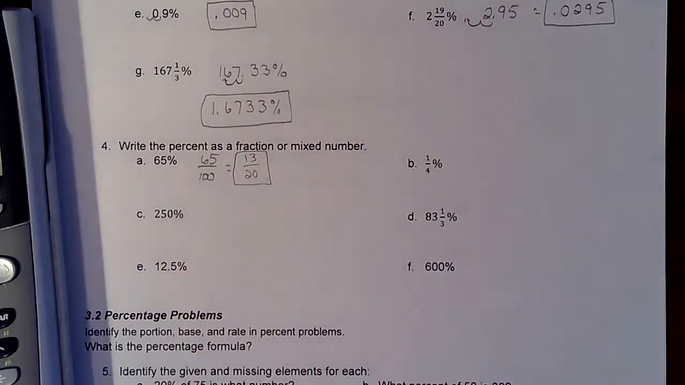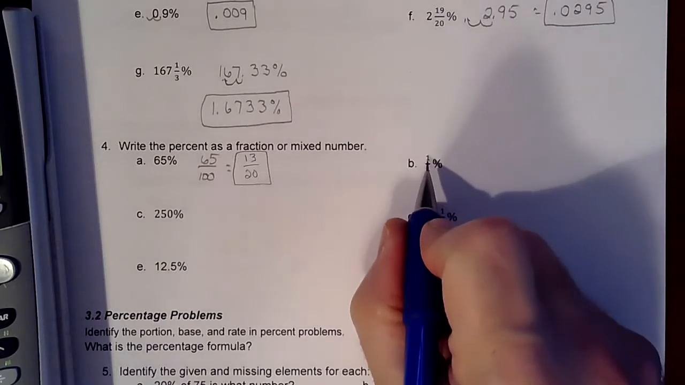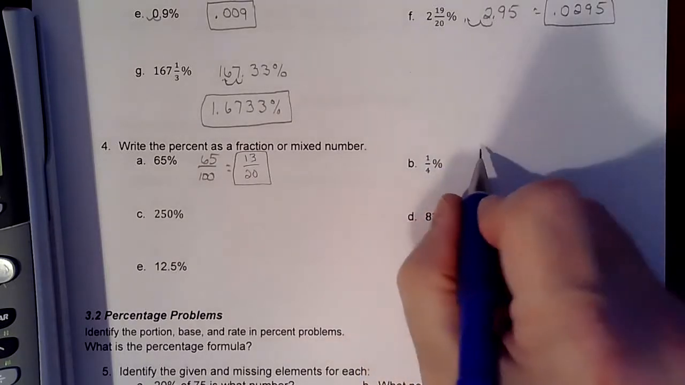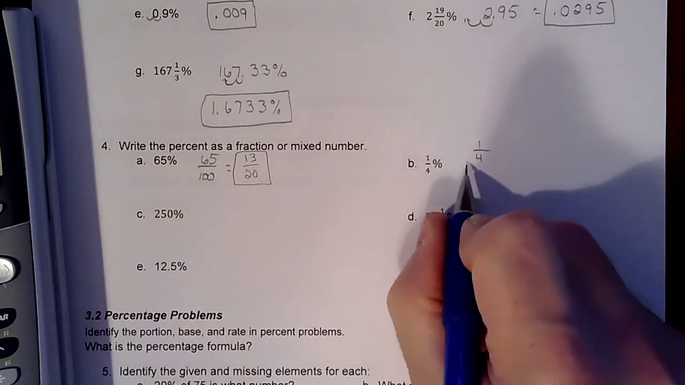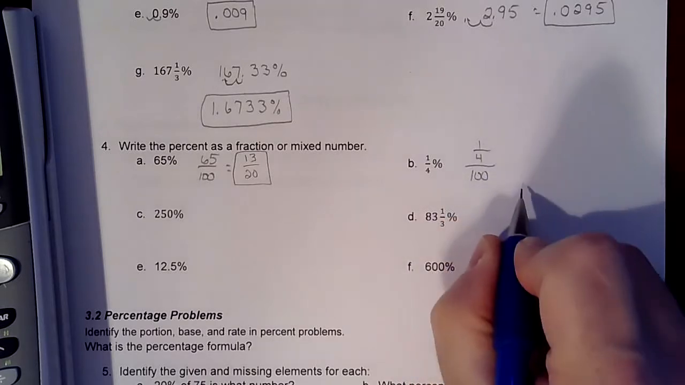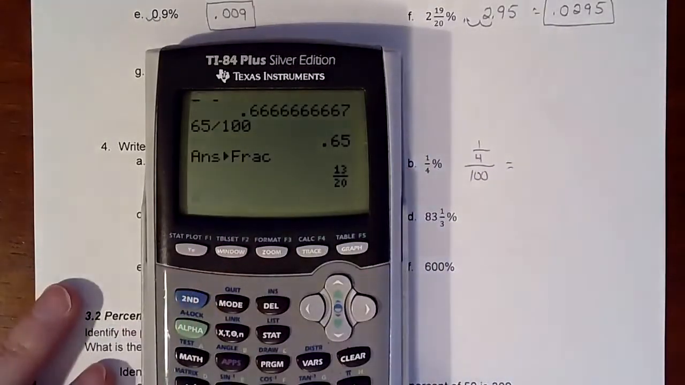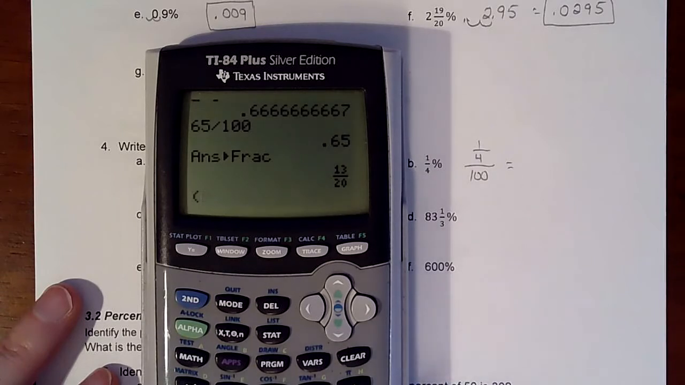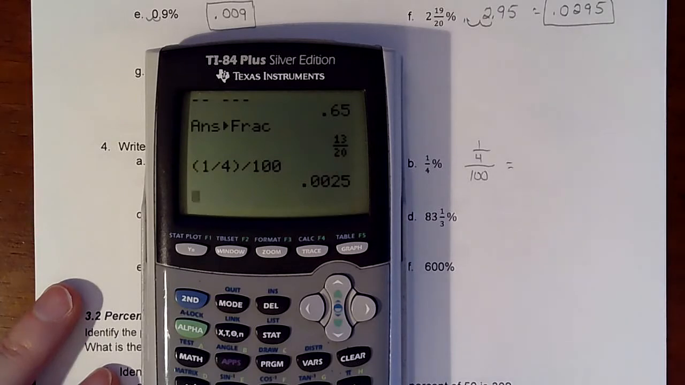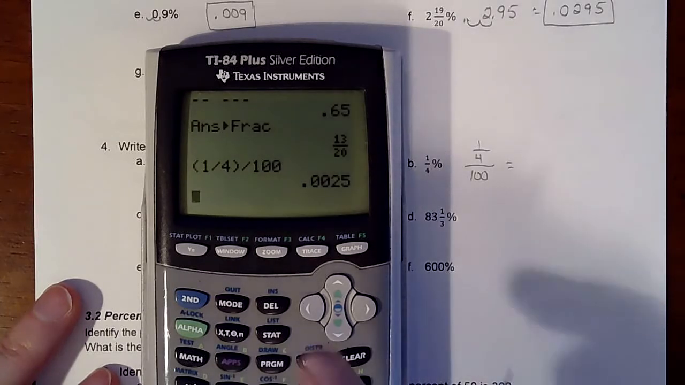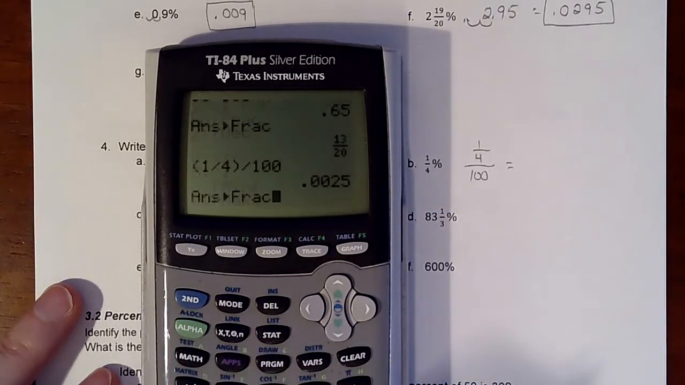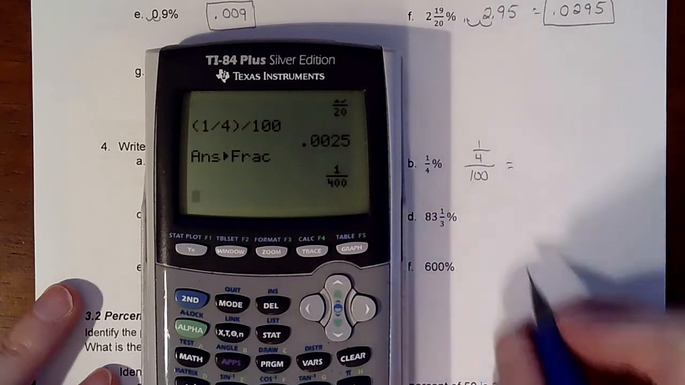All right, which means these things might be able to go pretty quick. Now they will get a little trickier. 1/4% is 1/4 over 100. Well, we'll let the calculator do the work for us. So fraction-wise, 1/4 over 100 is something. And then I want the fraction version of that. So I'm going to press the math button, math frac, and I get 1 over 400.